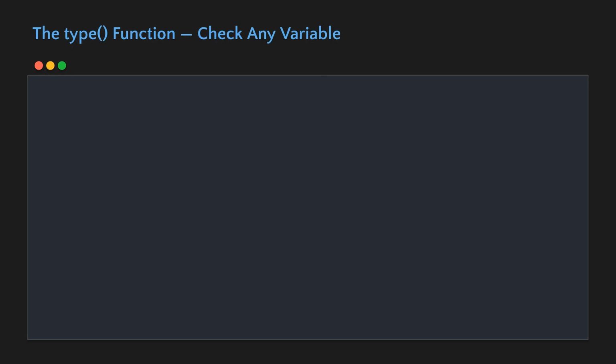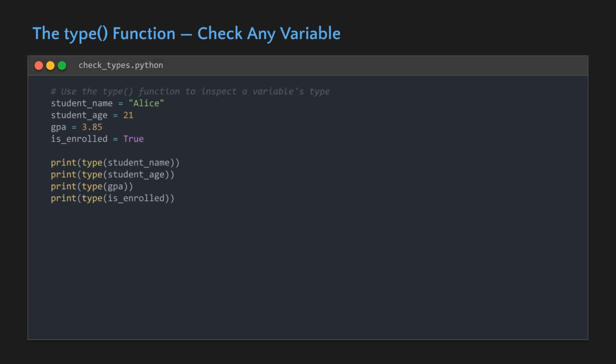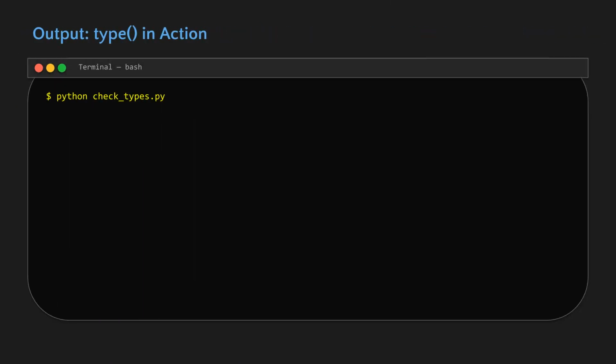Let's see how to use the type function. Here we define 4 variables, each holding a different type of data: a string, an integer, a float, and a Boolean. When we run this script, Python correctly identifies each variable as str, int, float, and bool.